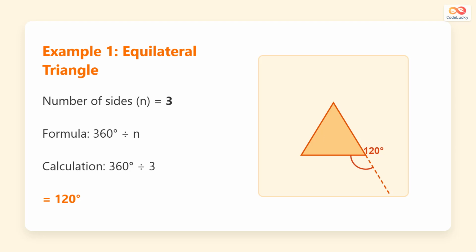Let us look at our first example, the equilateral triangle. A triangle has three sides, so n equals 3. Using our formula, we divide 360 degrees by 3. This gives us an exterior angle of 120 degrees.